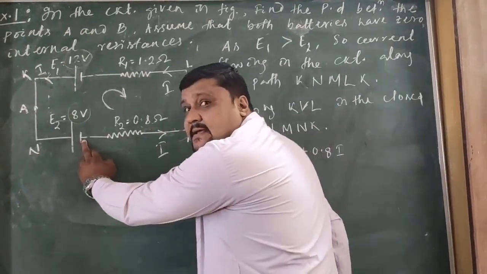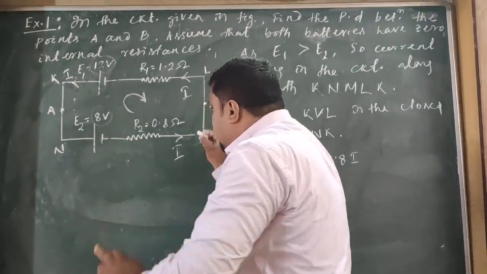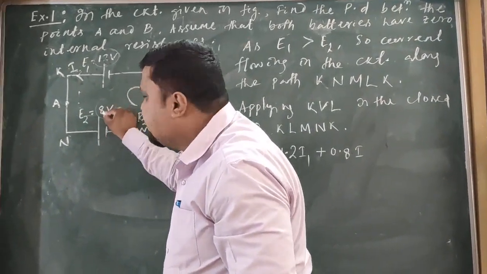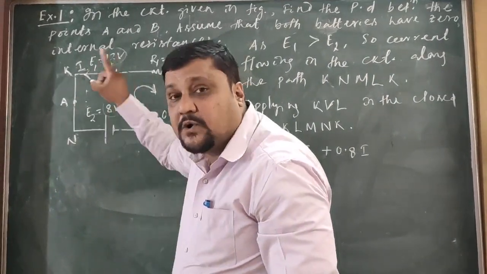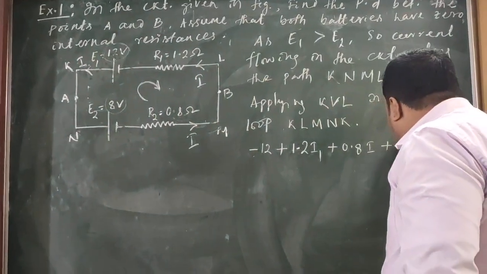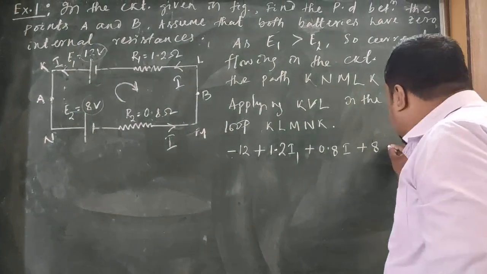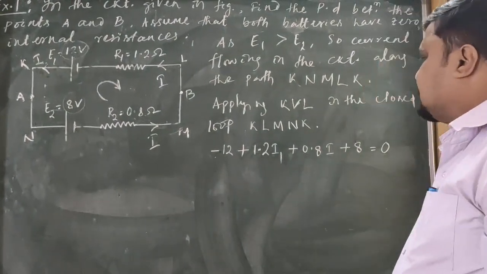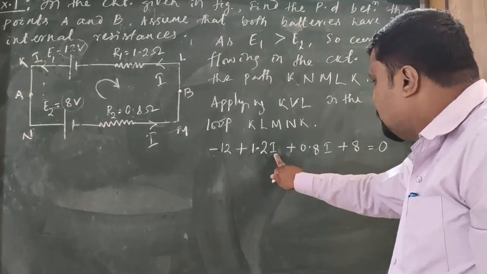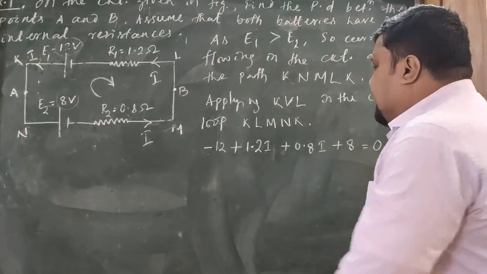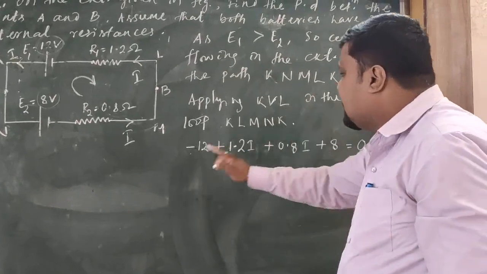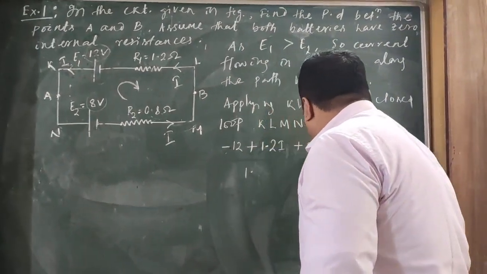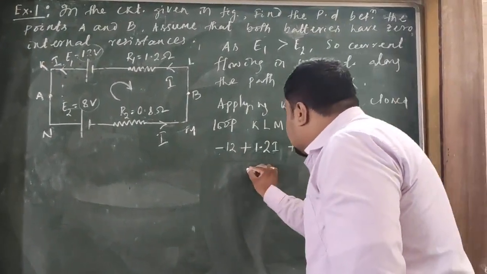Then it comes to the cell. When you move along this path, which end of the cell comes first? Negative. Negative means the EMF will be positive. So I will put this as plus 8, and that is equal to 0. That is the KVL. So this is 1.2 I, because the current is I. Using the KVL, this is the expression, so I can solve this one. 1.2 I plus 0.8 I. What is this one? This is 2 I.